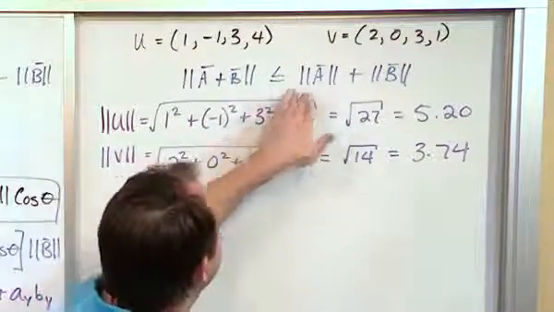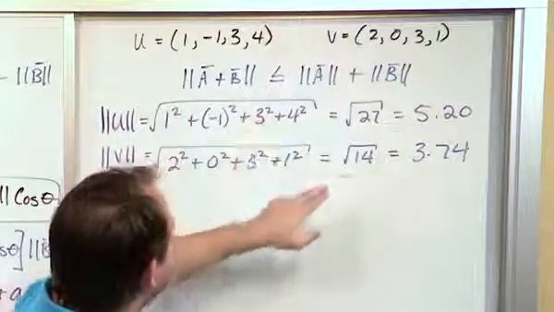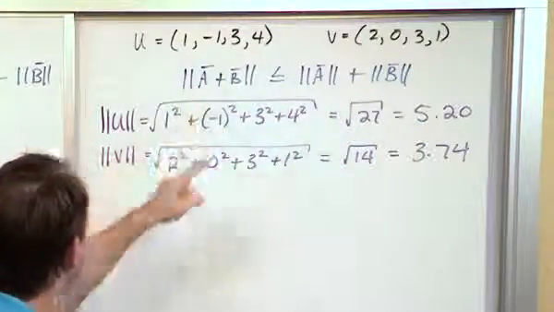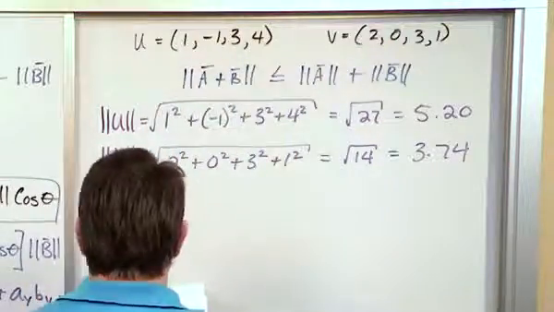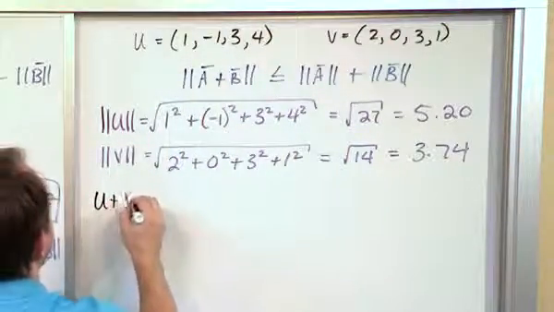So what we have here is basically the right-hand side. We can calculate it easily by adding these two numbers together, but let's work on the left-hand side. To get the left-hand side, first we have to add the vectors together. So now we add U plus V.